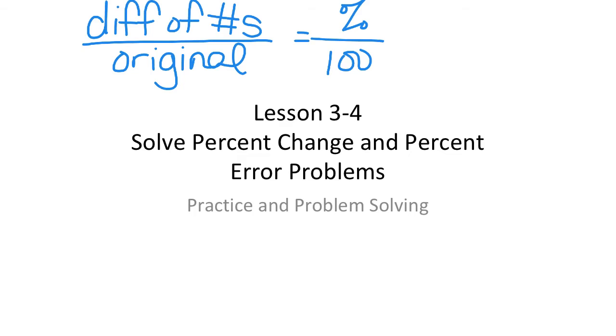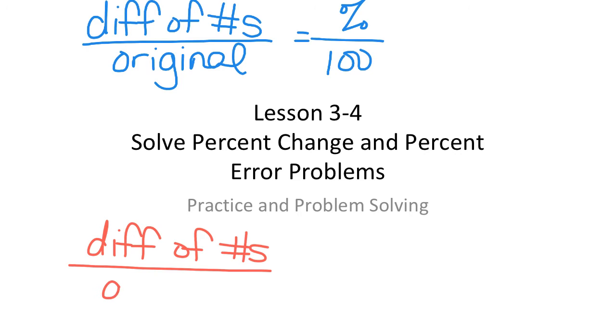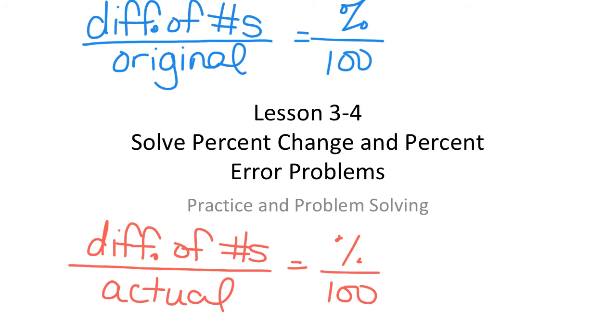And percent error is very similar to it because, again, you're going to find the difference of your numbers by subtracting them, and you're going to place it over the actual value and then set it equal to percent over 100. So while we do these, percent change and percent error are both going to require subtraction. Subtract your values to find the part. Your original or your actual value is going to be your whole. And then we're going to have your percent over 100 as well. And we're going to practice this throughout this entire lesson.